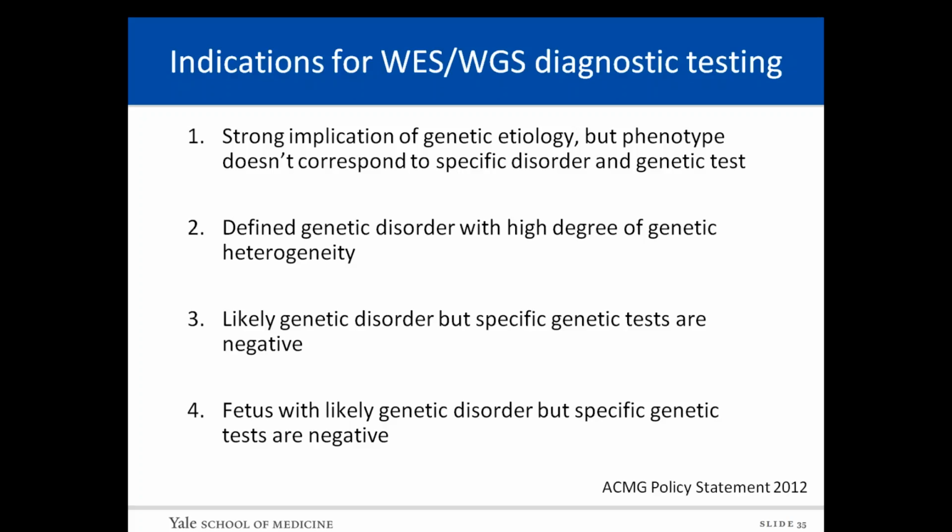For example, my research group was examining a patient with alternating hemiplegia of childhood and didn't find a mutation in the known gene. So doing whole exome sequencing enabled us to survey all the genes to see if there is a new candidate gene for that particular disorder. And then a fetus with a likely genetic disorder, but again where specific genetic tests are negative, can also be an indication for whole exome or whole genome sequencing.